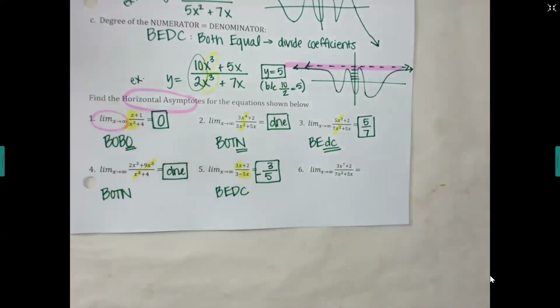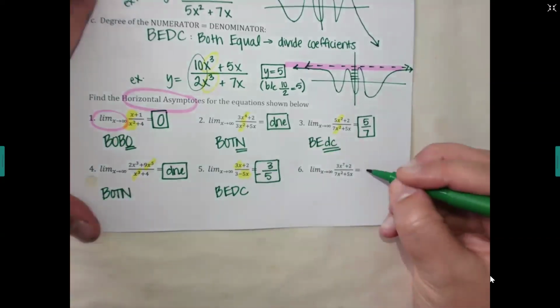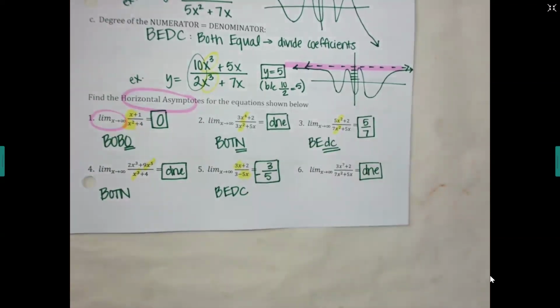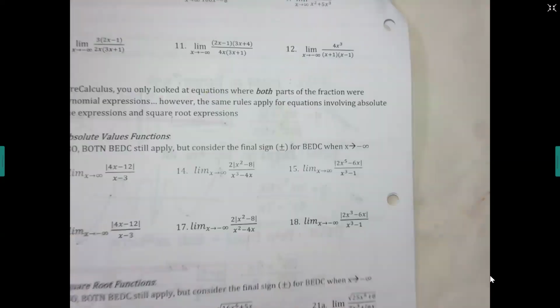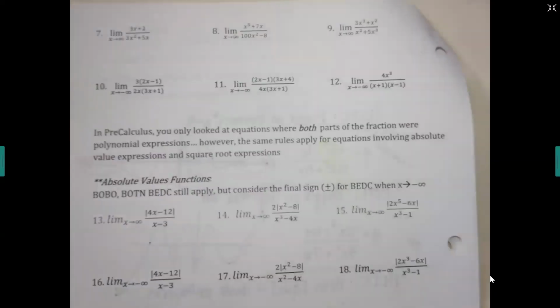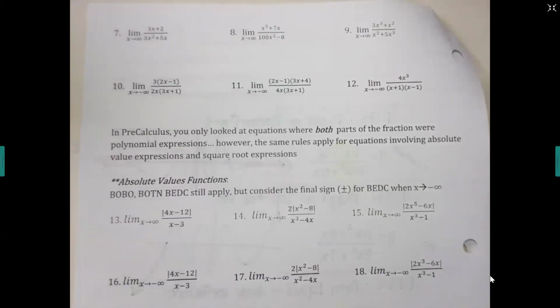Last one. Bobo, bottom, or Betsy? Bottom. Bottom means the answer is? DNE, because you do not have a particular answer. Good so far? All right, turn the page. All right, next row. Go ahead and run through those. So you're looking for the biggest thing on top versus the biggest thing on bottom. A bobo, bottom, or Betsy for that next row.